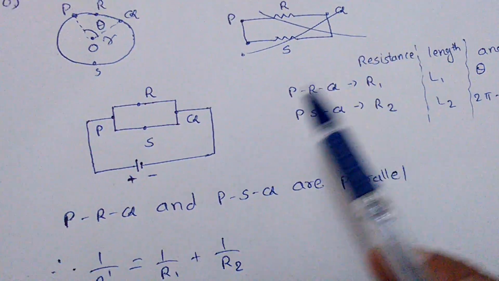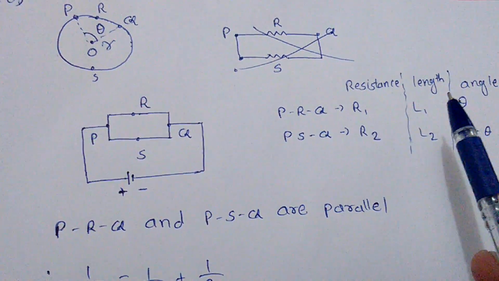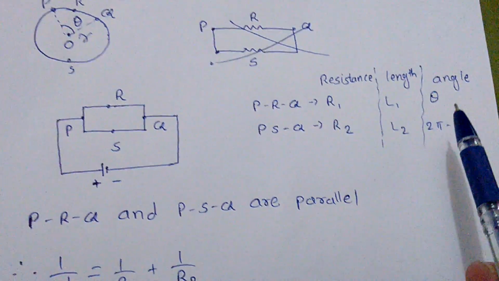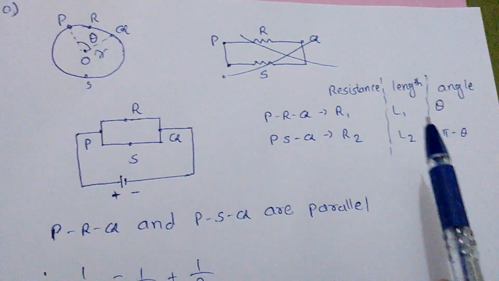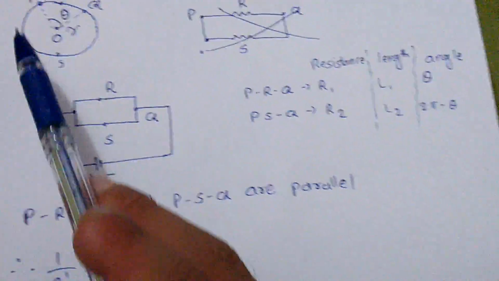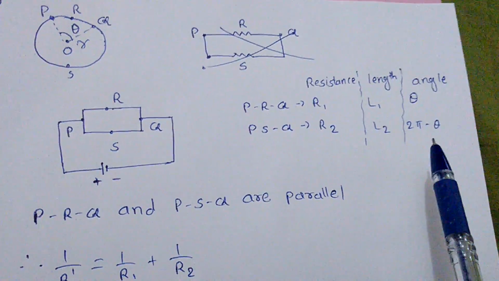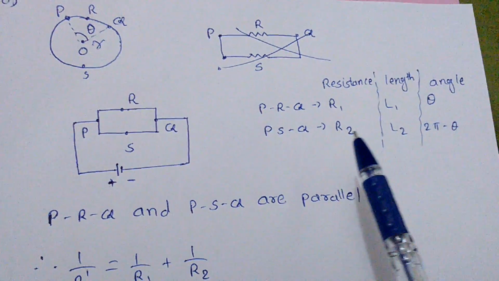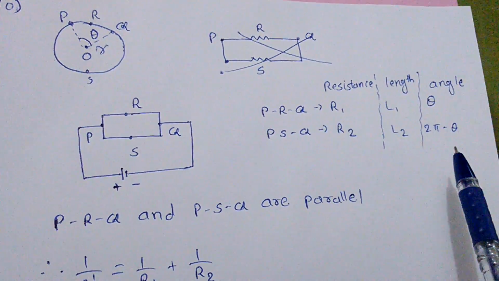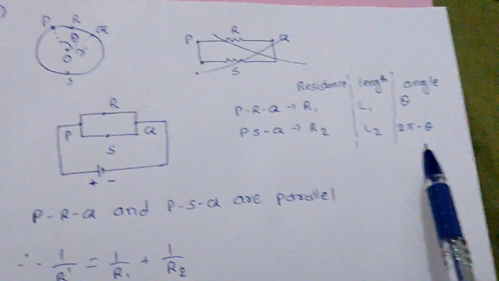Just like, the resistance for PRQ is going to be R1, its length is L1, and the angle as shown in the figure is theta. A complete circle forms 2 pi, so the remaining angle will be 2 pi minus theta. So for PSQ, resistance is R2, length is L2, and the angle is 2 pi minus theta.